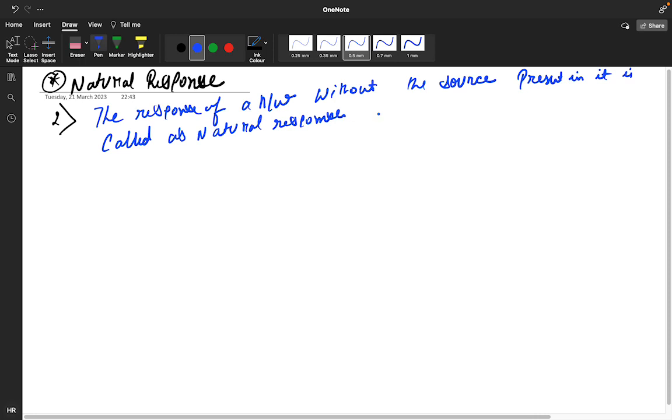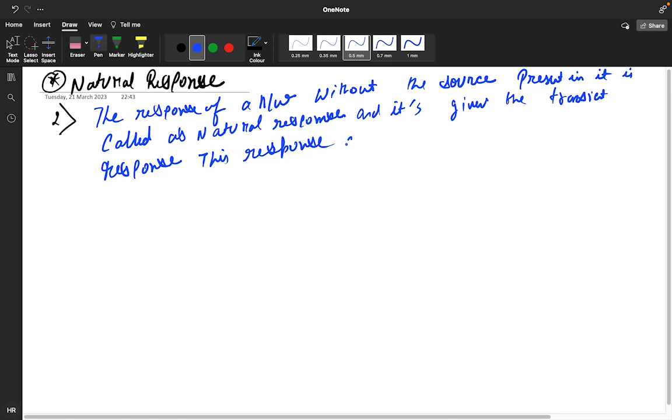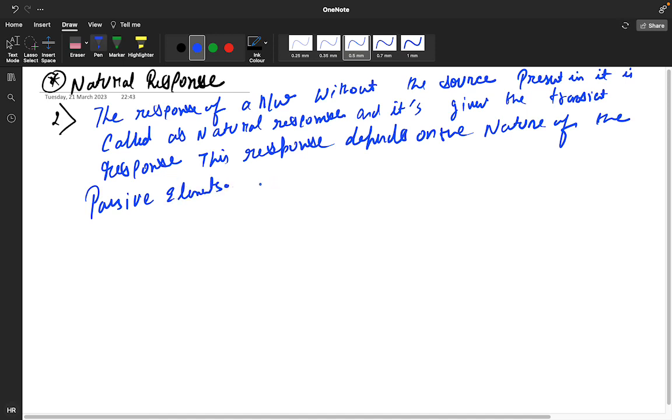It gives the transient response. This response depends on the nature of the passive elements, RLC, that is passive elements, and it is independent of the type of input.